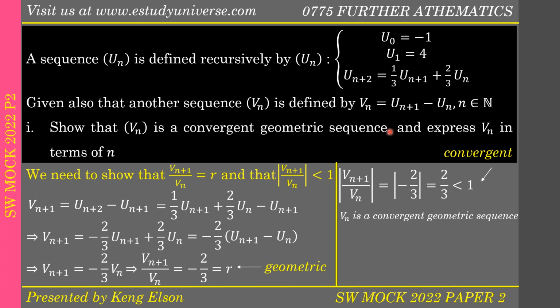Now the next part of the question is asking us to express vn in terms of n. So vn is equal to its first term times the common ratio raised to the power n.